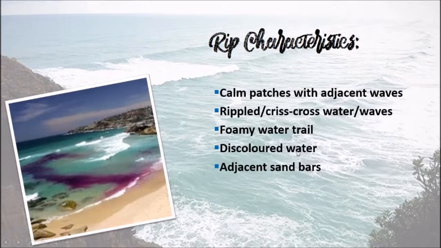We can have discoloured water, not so much because they put dye in it, but because if the water's pulling out, then it's going to be pulling out all the dirt and the sand and detritus and sticks and seaweed and all sorts of stuff as well. So you might find that's telling you where your water's moving. We might have adjacent sandbars like we saw in that last picture. Because that channel's been dug out, the sand deposits have happened either side of it.